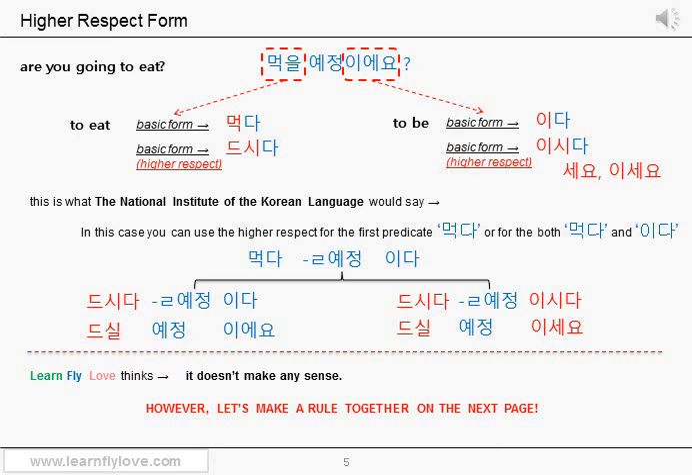Why? Why this time it's okay to turn the last predicate 이에요 from 이다 into a higher respect form? That doesn't make any sense. They say because it sounds natural in this case. What? It shows the fact that there is no particular rule for this in Korean. Now I understand why we don't believe what the National Institute of the Korean Language says. So let's make our own rule on the next page together.